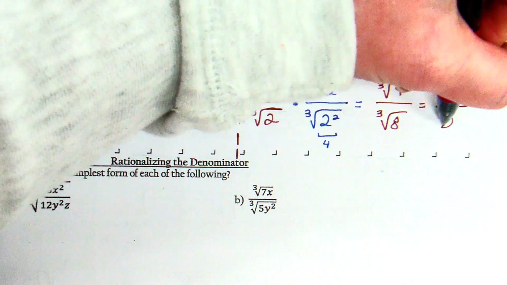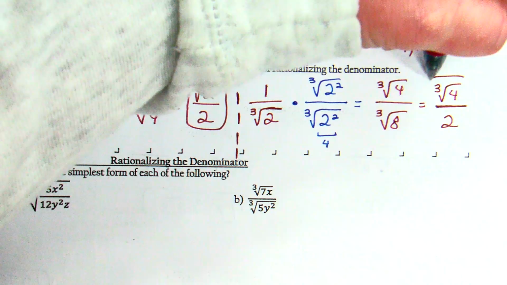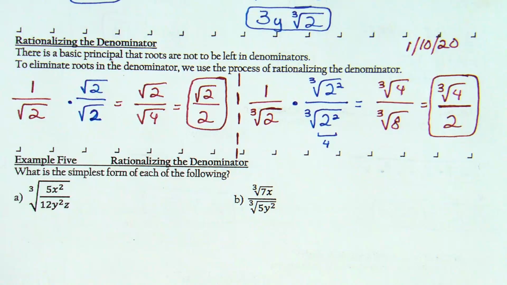What is the cube root of 4? Some decimal, so I'm going to write cube root of 4. And again, I'm stopping there. I'm not dividing that 4 by 2 because one's in a radical, one's not. Okay, so that process should sound a little familiar. That's rationalizing a denominator.